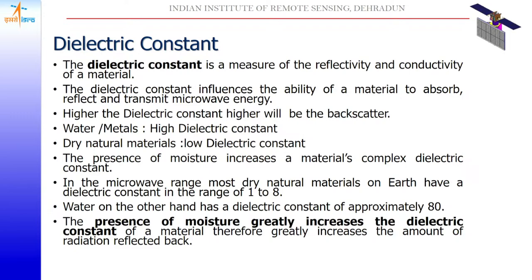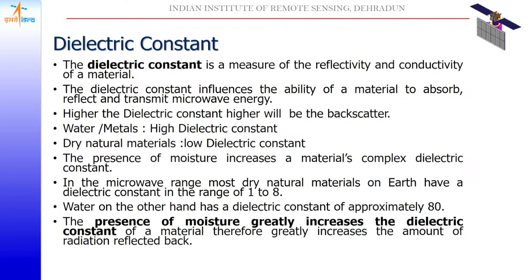Water and metals have a high dielectric constant. Dry natural materials have a low dielectric constant. The presence of moisture increases a material's complex dielectric constant. In the microwave region, most dry natural materials have a dielectric constant from 1 to 8, but water, on the other hand, has a dielectric constant of approximately 80.